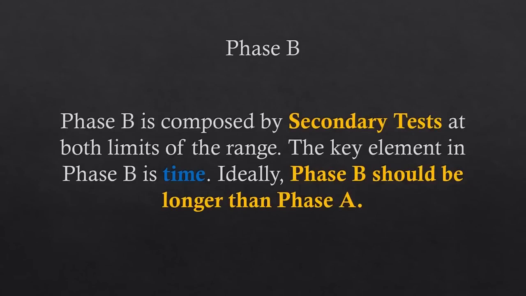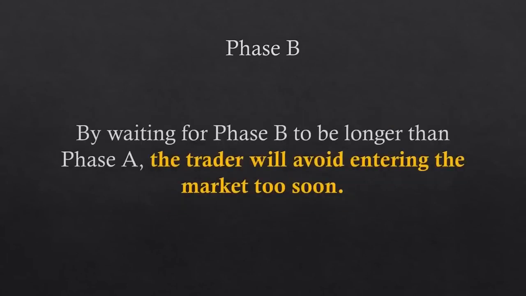The key factor to pay attention to in phase B is time. In ideal scenarios, phase B should be longer than phase A in terms of time. The shorter the time duration of phase B, the more we approach the fast reversal patterns. By waiting for phase B to have a longer time duration than phase A, the trader will usually avoid entering the market too soon. When phase B becomes longer than A, the trader can also increase his level of alertness while looking for a false breakout.